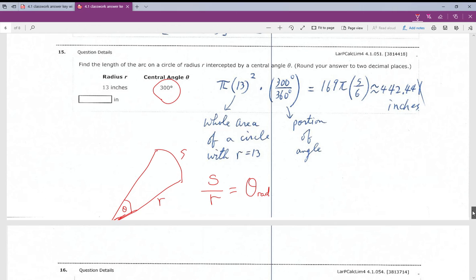First, you have to convert degree to become radian, because remember this formula is talking about the radian. So 300 divided by 360 is 5 over 6. So you may use this formula. Central angle. Find the length of the arc. If they give you the central angle, 5 over 6 equals to, and you want to find the length of the arc. And the radius, what's the radius? Radius is 13.